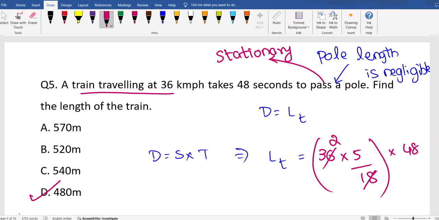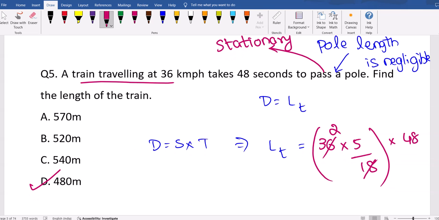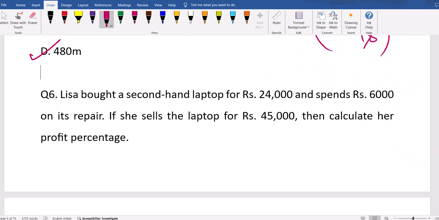Distance is speed into time. Speed is in kilometer per hour, and we are converting into meter per second. The way to convert into meter per second is just multiplying with 5 upon 18. So 480 meters is your perfect answer. Right. Now let's see the next question. Focus on this one.